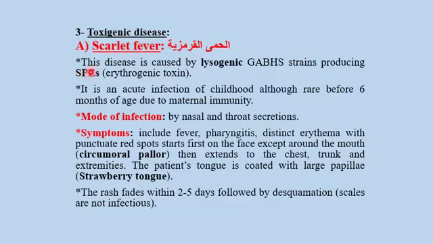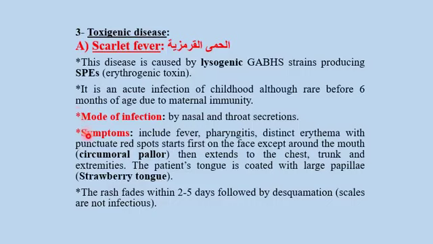This disease is caused by lysogenic group A beta hemolytic streptococcal strains producing the Streptococcus pyrogenic exotoxins, formerly known as the erythrogenic toxin. It is an acute infection of childhood, although rare before 6 months of age due to maternal immunity. So it is mainly a childhood infection. The mode of infection is by nasal and throat secretions.